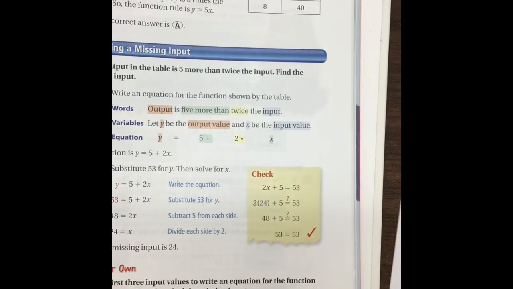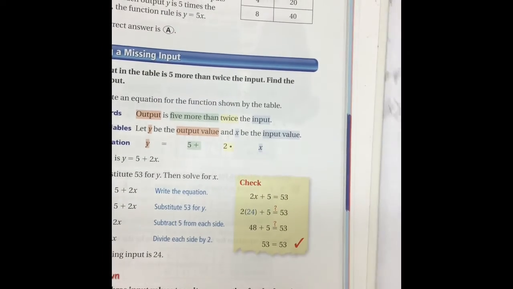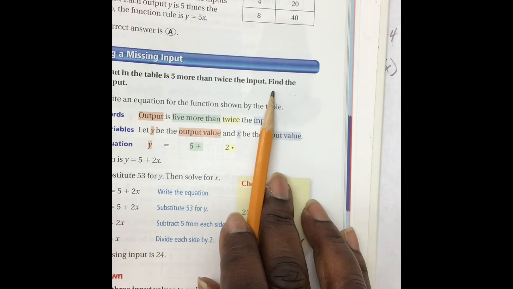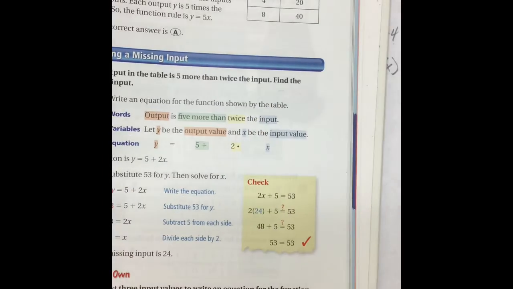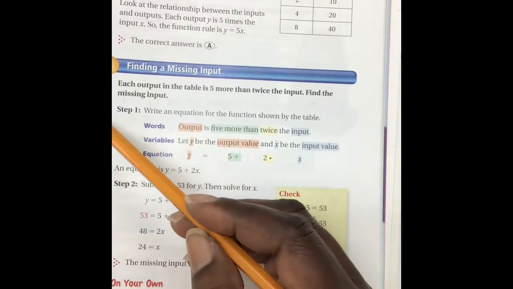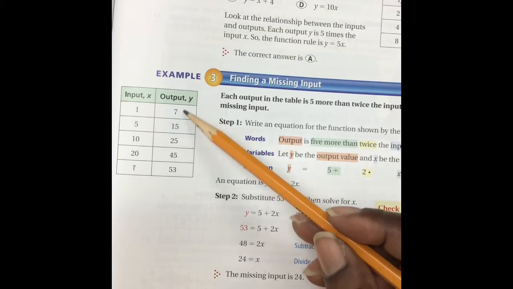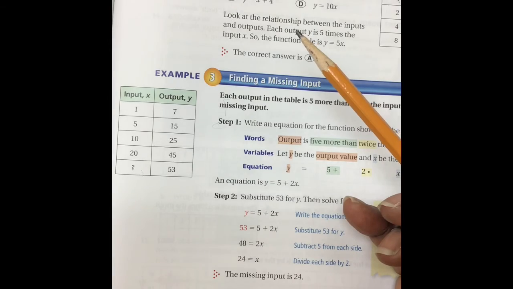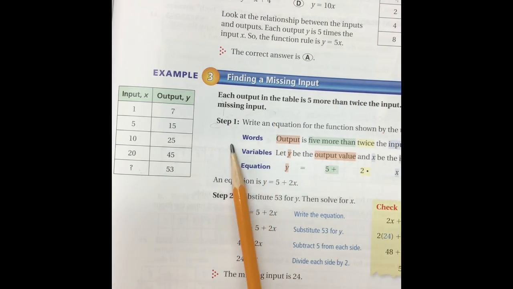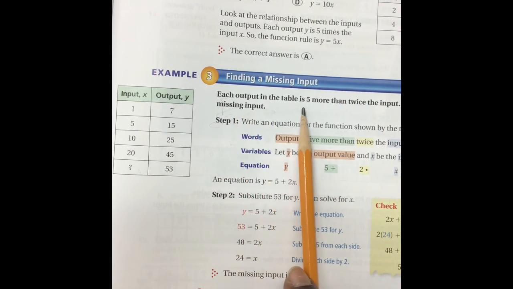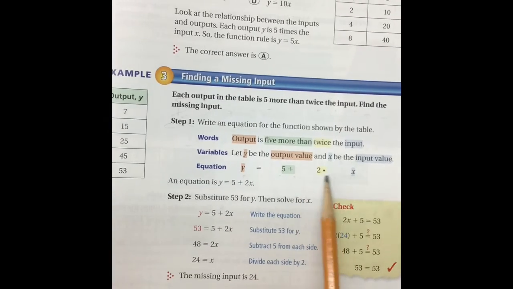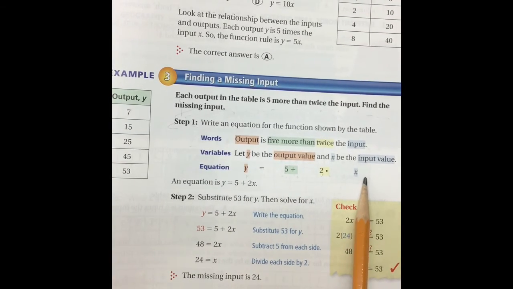Let's look at number 3. Here it says each output in the table is 5 more than twice the input. Find the missing input, okay? So in your table you have input and output, and one is missing. They gave you the equation. The output is 5 more than twice the input. 5 more, 5 plus twice, 2 times the input, okay?